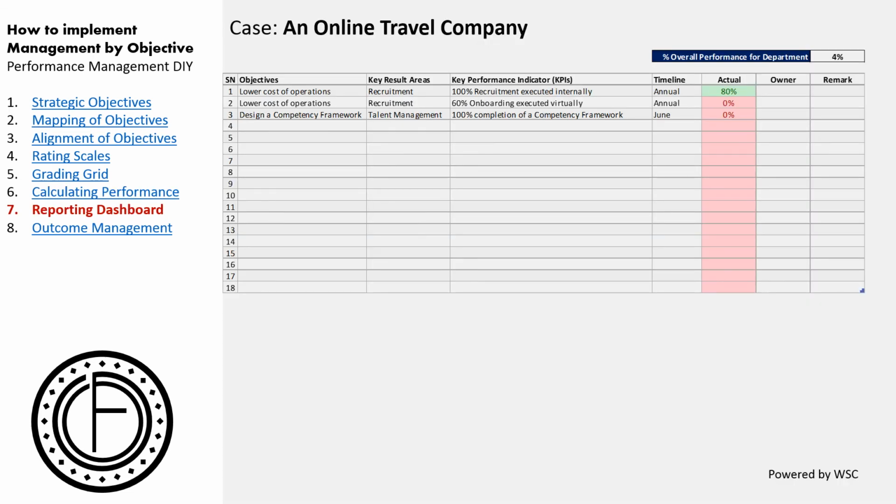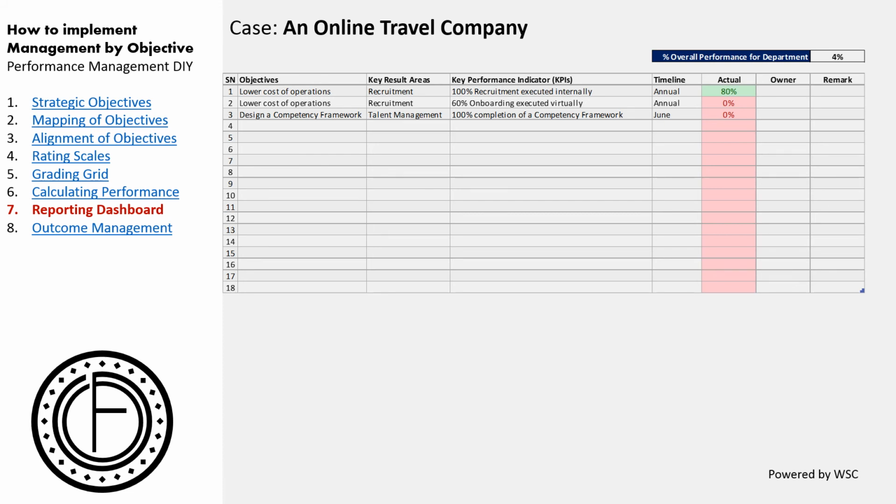Okay, reporting is very, very important. As a matter of fact, you need to introduce a reporting dashboard for all your departments within the organization. Now, this reporting dashboard should also reflect at the corporate level. So what you have here is an example of a reporting dashboard for a department. Now, this speaks directly to the human resource department.